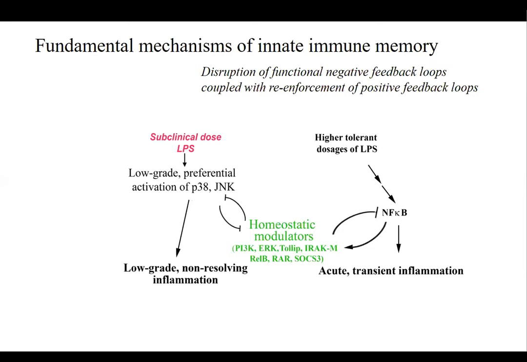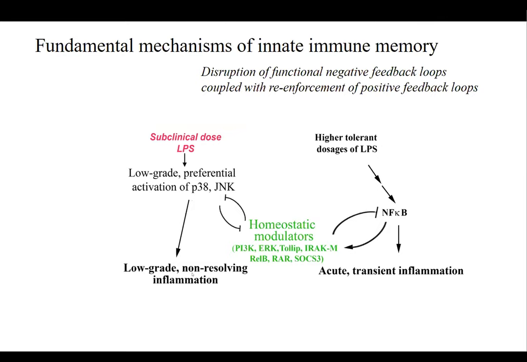In summary, we believe that there are two distinct programming dynamics. If we challenge the cells with either super low dose endotoxin or high dose endotoxin, with a subclinical endotoxin, we preferentially suppress these homeostatic suppressors, including ERK, TOLLIP, and PI3 kinases. And then we take the breakaway, allowing this non-resolving inflammation to occur.